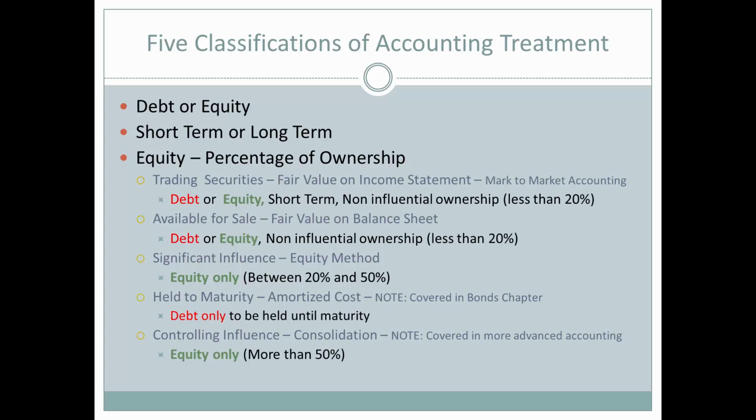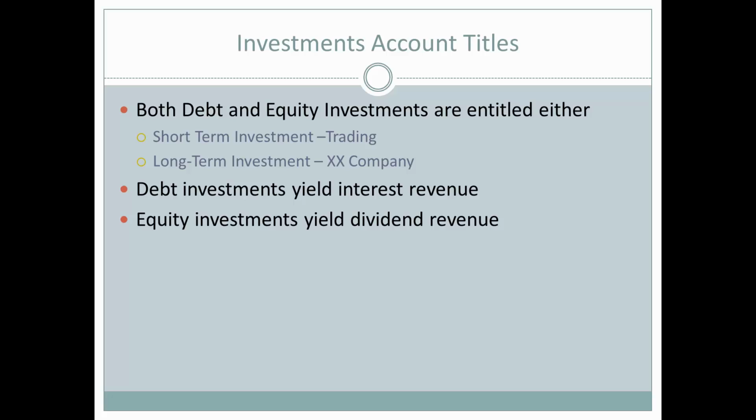When you talk about a controlling influence, what we'll be learning about in this chapter will be trading securities, available for sale, and significant influence. Again, held to maturity, we learned about that when we had the debt lecture, and controlling influence is for a more advanced class. So investment account titles, we have some new investment account titles that we're going to be dealing with. Both debt and equity investments are entitled either short-term investments, trading, or long-term investment, and then the name of the company. So it could be short-term investment trading, it could be short-term investment available for sale. These are the types of account titles that we'll be dealing with.